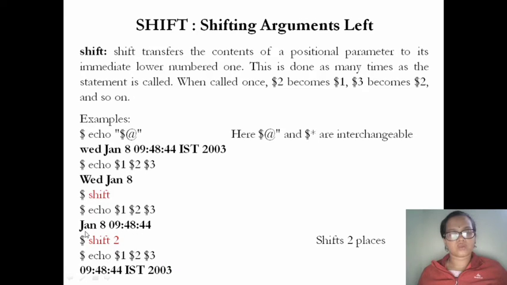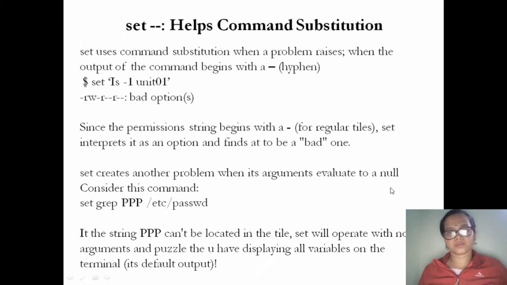So you have come across $1, $2, 3, 4, 5, 6. Likewise, once you say shift, automatically it will move on to the next. The positional parameters will be 1, 2, 3 only, but because of your shift, the output will be different. When you say shift along with 2 places, then automatically this becomes 1, 2, 3. Okay, so this is how your shift will work.